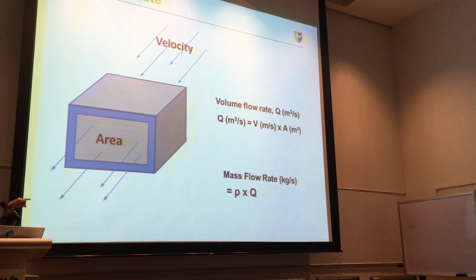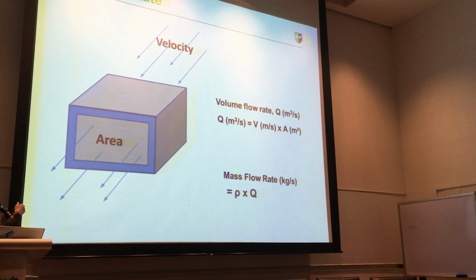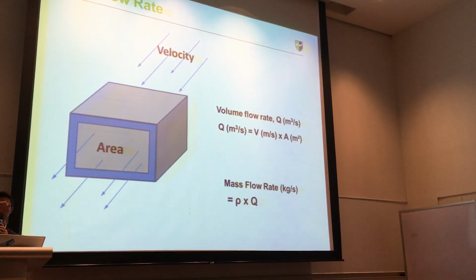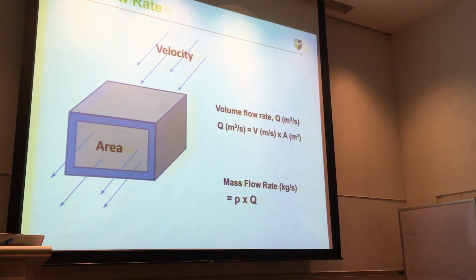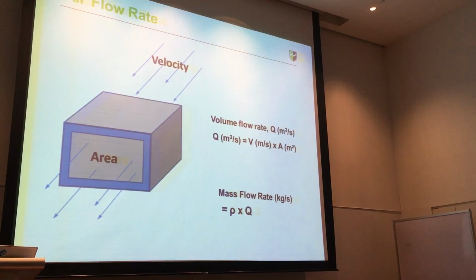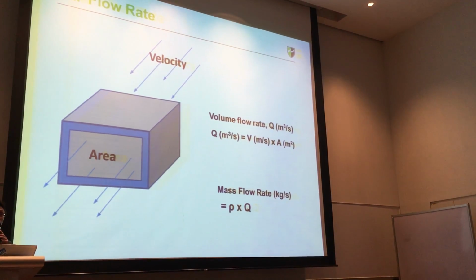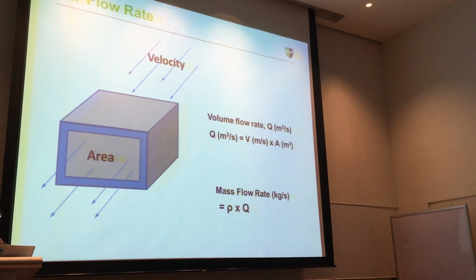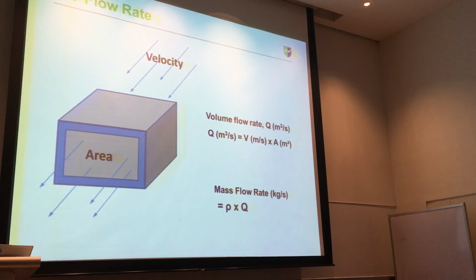Imagine that the duct is a square duct. You chop it open. That is the cross-sectional area, the face. Then the velocity of your air going through. If you want more air, of course you need to increase the velocity. When you increase the velocity, your volume flow rate increases. Simple as that.